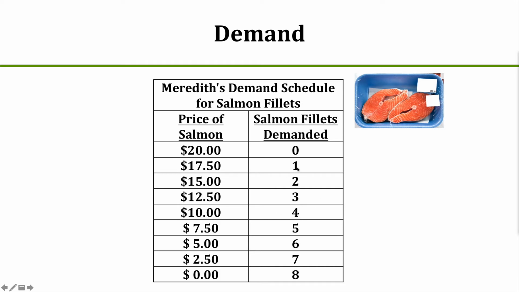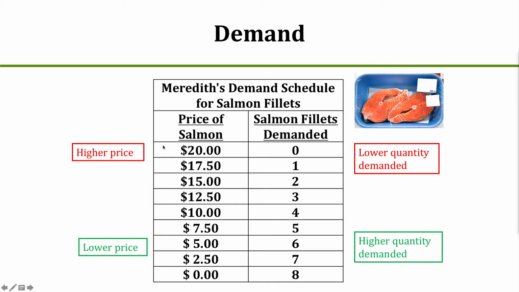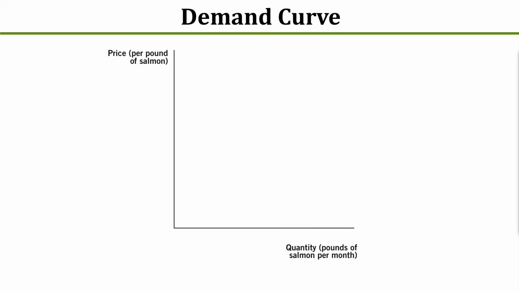What you can see here is there is an inverse relationship between the price and the quantity demanded. It's really obvious because the price is high initially. When the price goes down, the quantity demanded is going up. So basically, a higher price is related with a lower quantity demanded, and a lower price is related with a higher quantity demanded. So this is the law of demand.